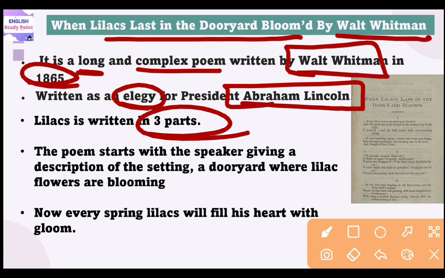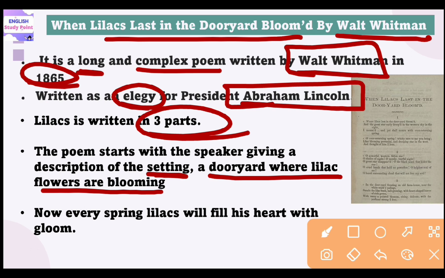The poem starts with the speaker giving a description of the setting, and that setting is described as a dooryard where lilac flowers are blooming. We can infer from this that this type of setting serves as a symbol of life, growth, and beauty. It also indicates a great star, Abraham Lincoln, falling in the western sky.